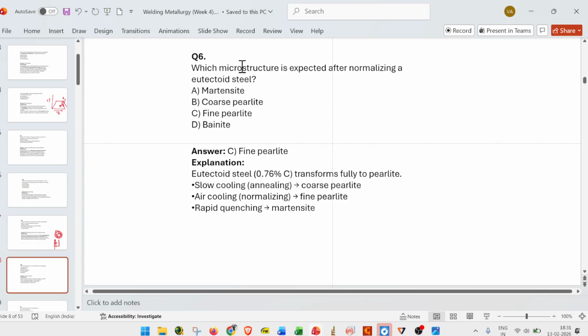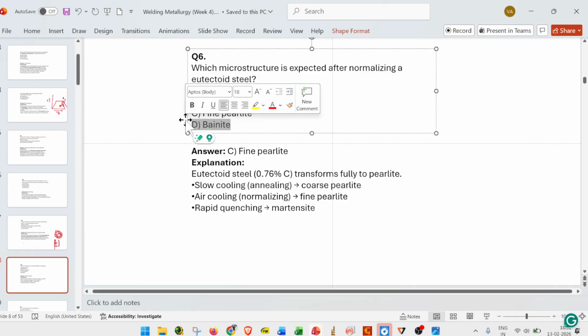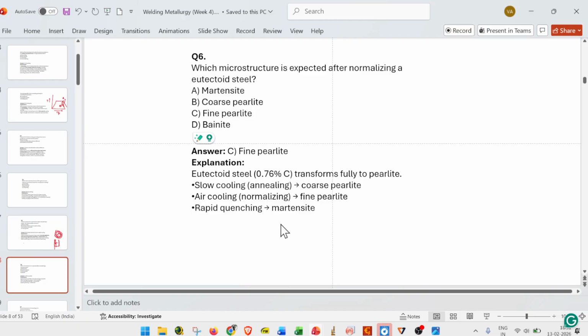Next, which microstructure is expected after normalizing ductile steel? Which kind of microstructure can we see? Martensitic, no, that is during quenching. Coarse pearlite is during annealing. Finer pearlite, normalizing means finer pearlite only. Bainitic, no, bainitic follows a totally different process, isothermal holding, that is different.